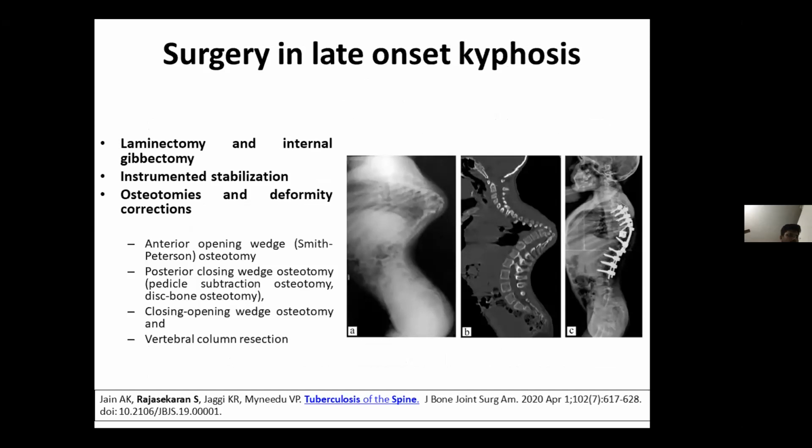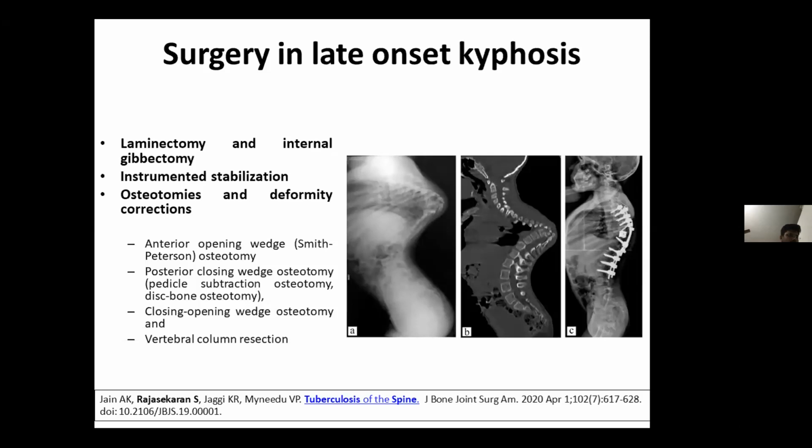So the approaches in late onset kyphosis: it can just be a laminectomy in a patient with a myelopathy or neurological deficit, who may not be very fit for big osteotomies and deformity correction surgeries. He may benefit from laminectomy or an internal gibbectomy with stabilization. So that may be significantly helpful too. However, in patients who are candidates for deformity correction surgeries, various osteotomies can be used.